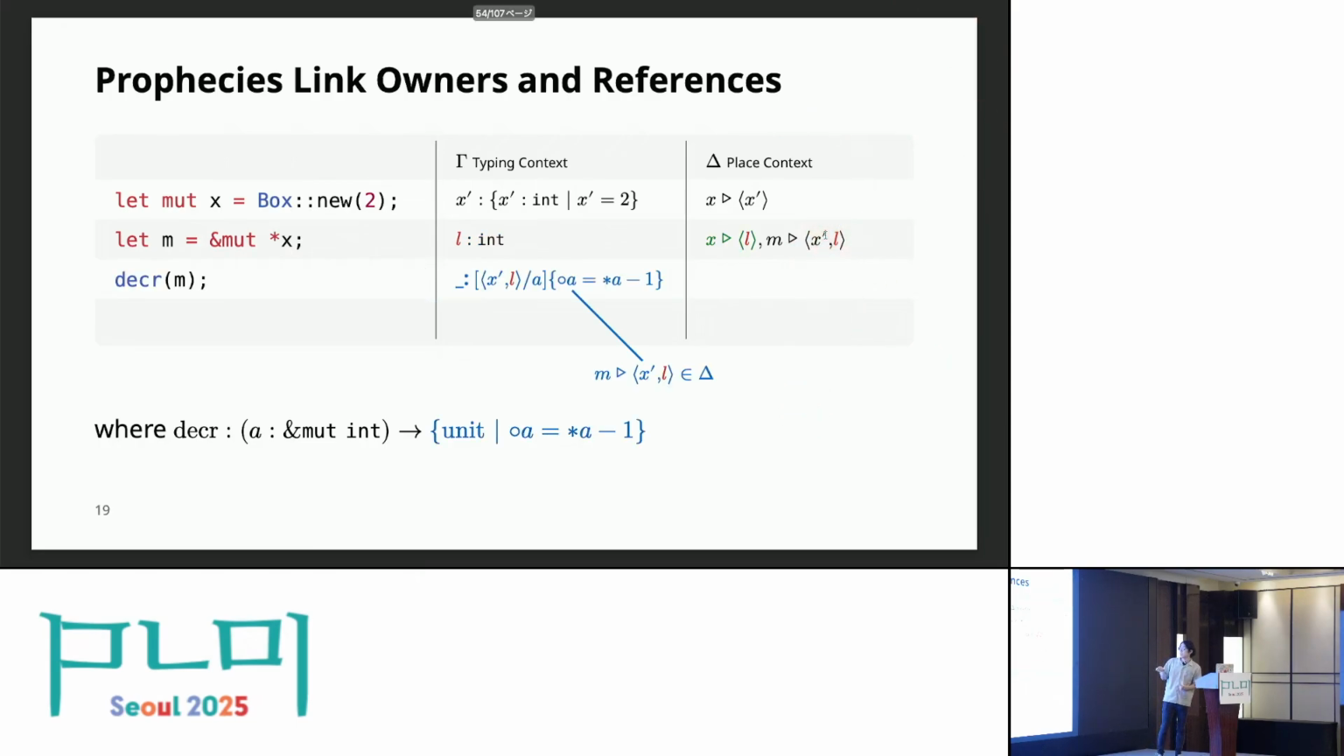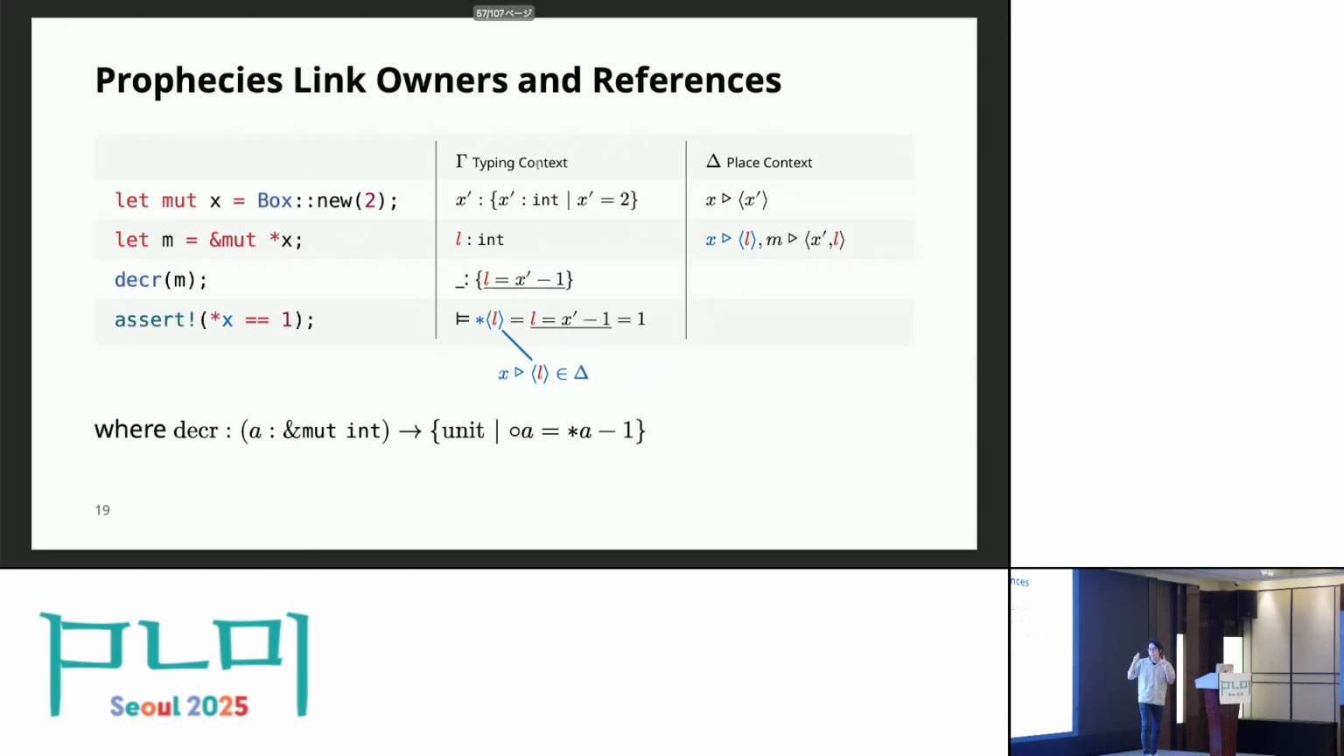So let's see how this works. In the next line, we call the decrement function on m, and we get a new assumption from its return type. By substituting its parameter with its argument's logical representation, we get this term, and it can be reduced to this term. All right, and then our system can successfully discharge the assertion on the current value of x thanks to prophecies. Because star x, which is the current value of x, equals L, and L equals x prime minus 1, we know this assertion certainly holds.